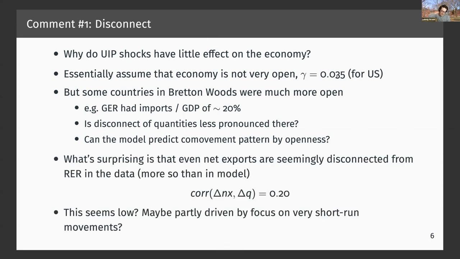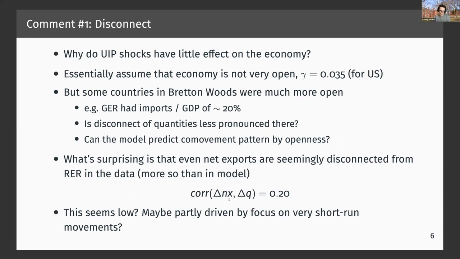And one thing that's actually surprising in the results, which they highlight, is that it's not just consumption and output that are disconnected, but it's also things like net exports, right? I would have expected net exports, at the very least, to co-move with the real exchange rate, but not even that co-moves very much. And I think part of what might be going on is that we're looking here at first differences at a quarter to quarter horizon, right? So quarter to quarter, if the real exchange rate goes up by 2%, do net exports actually go up by 2% or not?